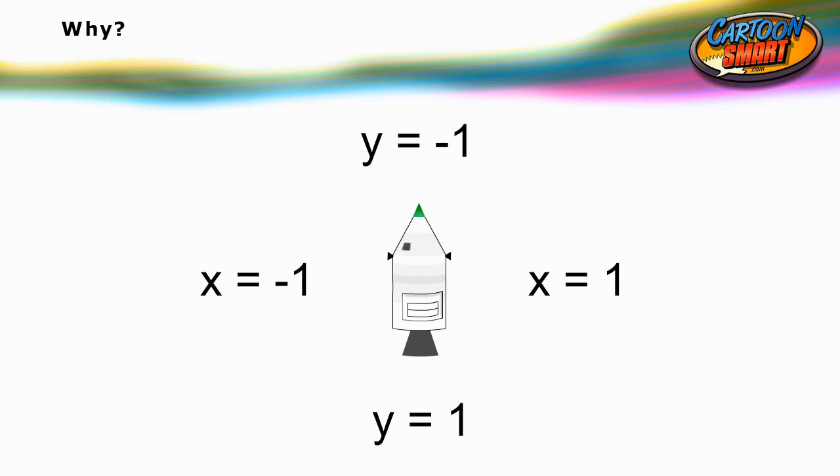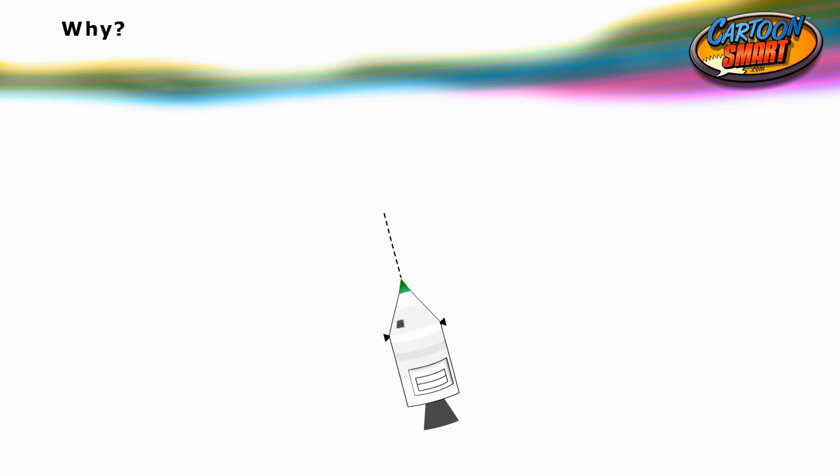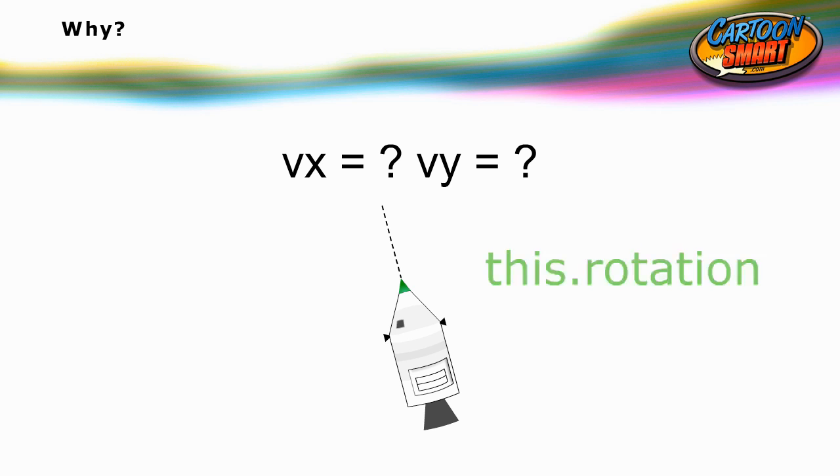However, now that we are using the arrow keys to rotate the ship, things are not so strictly up and down anymore. If the ship rotates just slightly, the direction we want to travel in is no longer a nice round number. So we need to find new Vx and Vy values that match the new rotation. And the only data we have to work with to get those values is this.rotation.